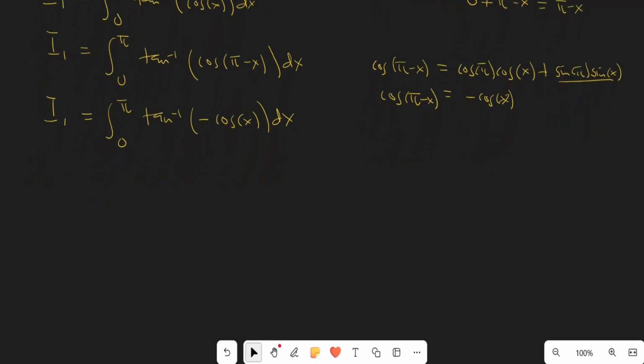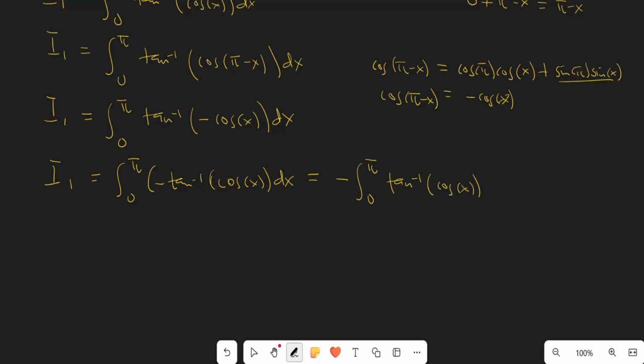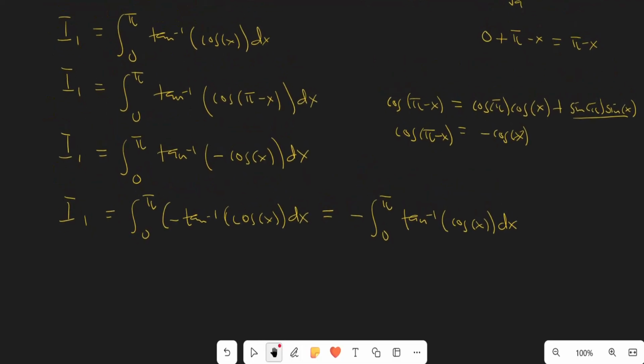Okay, so tan inverse of a negative angle is going to be the negative of the tan inverse of the angle, right? So it's going to be like this. The integral from 0 to pi of negative tan inverse of cosine of x dx, and that is equal to negative, in front, the integral from 0 to pi of tan inverse of cosine of x dx, like this. So this is the integral transformed by the King's property.